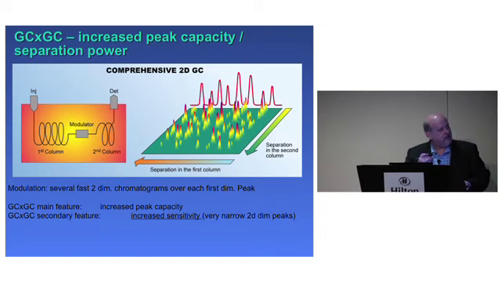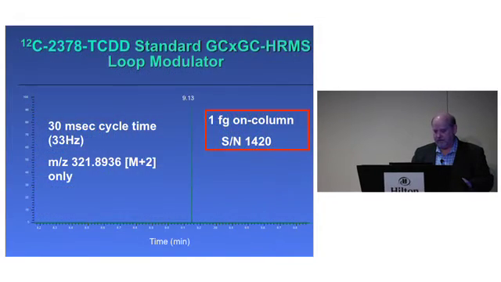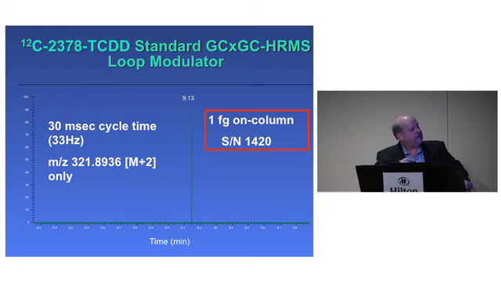But because you're reconcentrating the sample here and injecting on a shorter column, you can compress the sample and you get a better signal to noise, and I'll show that a little bit later. Just an example of what this can do using a loop modulator, and I don't have time to go into all the aspects of the different modulation processes, but this is 1 femtogram on column of 2378 TCDD, looking at the 322 ion accurate mass at 10,000 resolution.